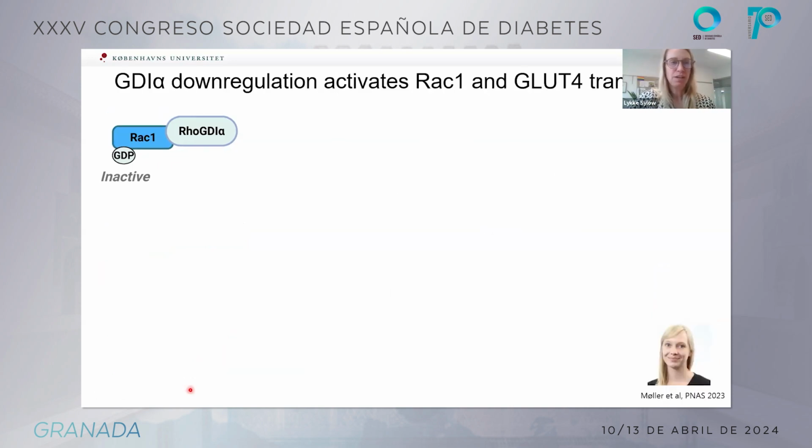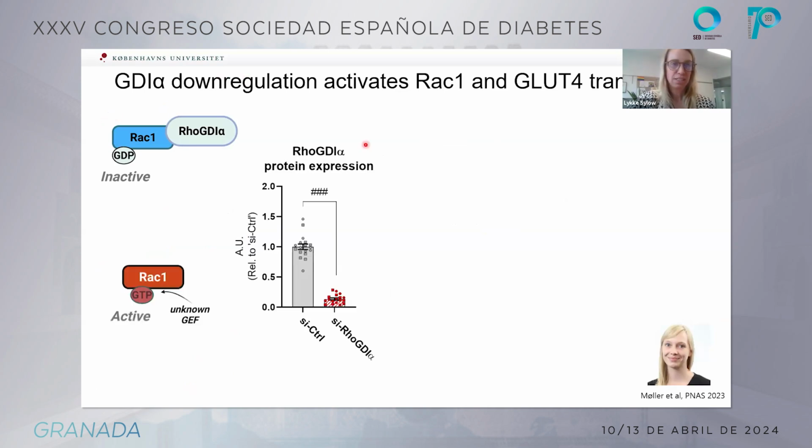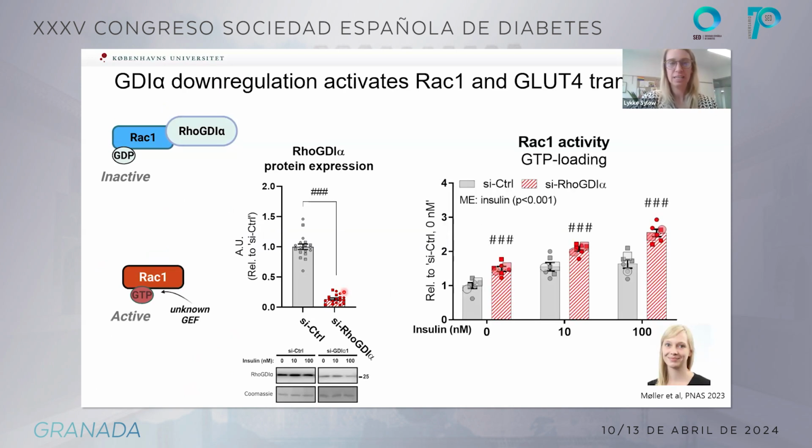So Lisbeth Møller downregulated GDI alpha in L6 myotubes, and you can see that she obtained a very decent knockdown in these cells. And if we knock down the inhibitor of the Rho GTPases, then we would assume that we would activate the Rho GTPases. And this is exactly what we saw. So we did see that if we removed this inhibitor, the GDI alpha, we saw an increase in RAC1 activation at baseline, but also in response to insulin.